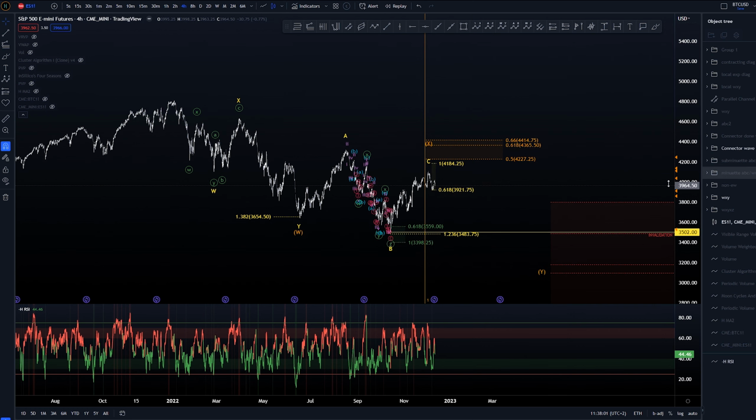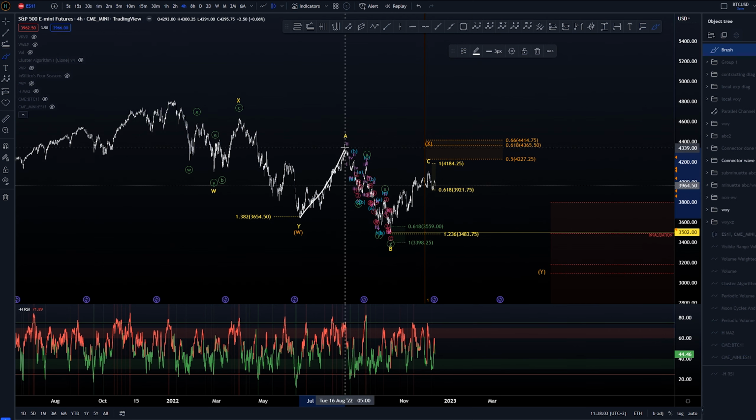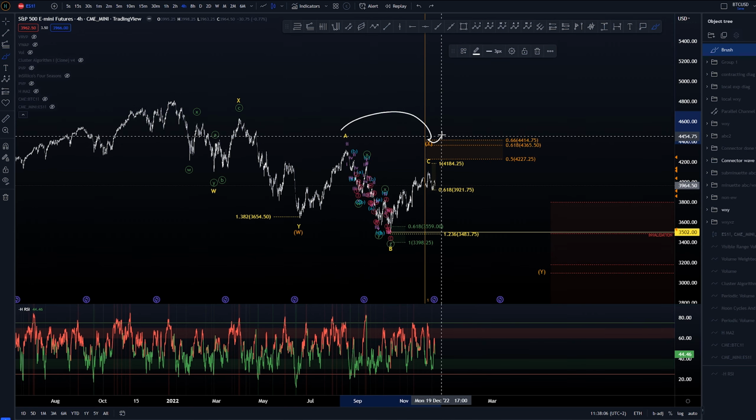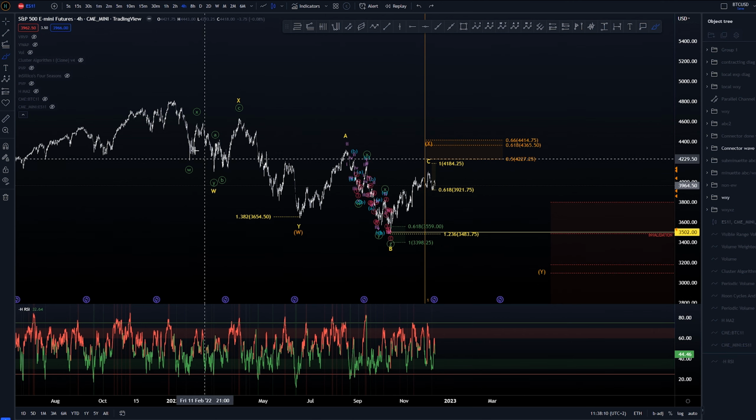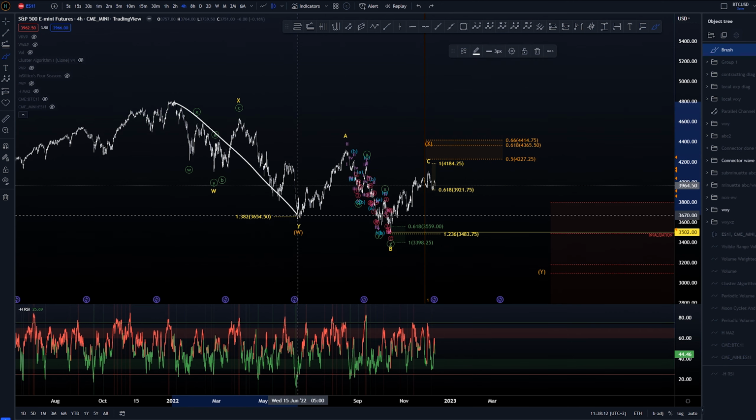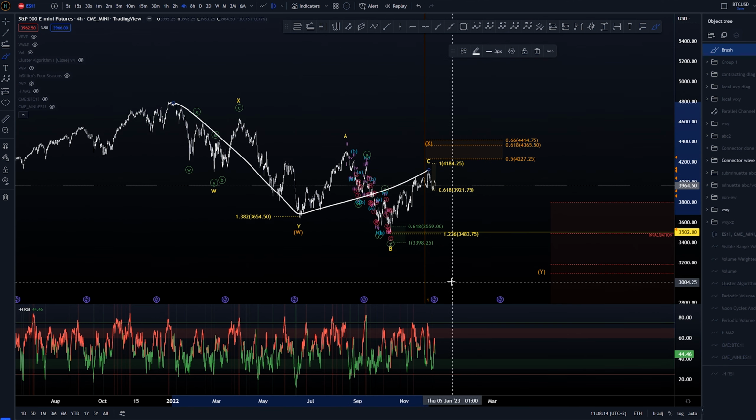The other option here was that instead of this being the X wave, we would jump up in here, further down the line, where we have the one-to-one extension in time in comparison to this wave W here. So that would be more proportionate in that sense. Then we would again have this as the three-wave structure. That would be the start of that X wave, and then we would have this as either a WXY or this WXYXZ that I had labeled here before.